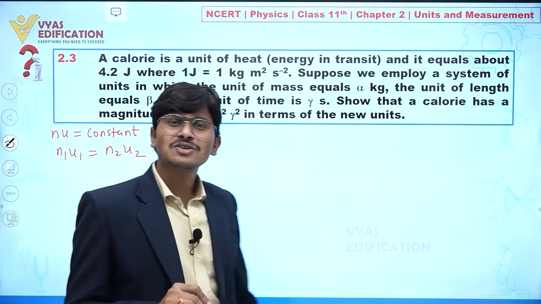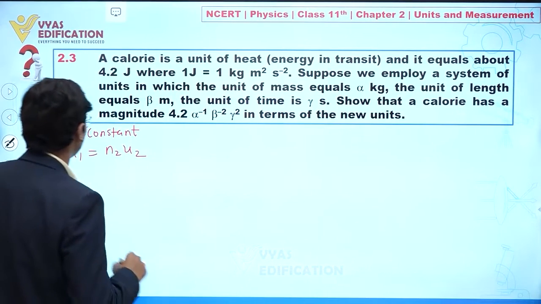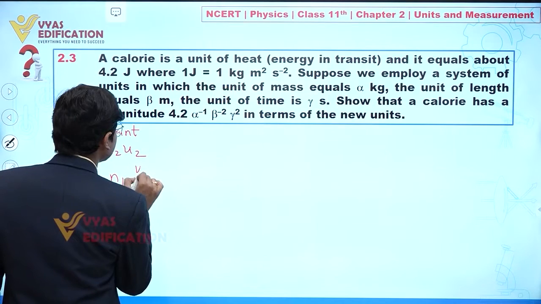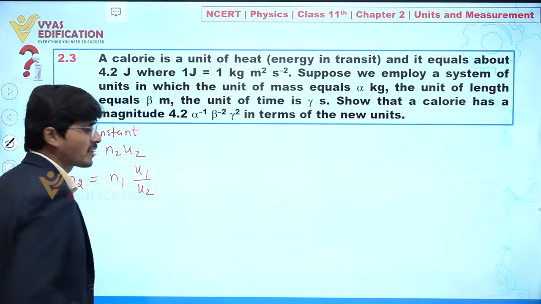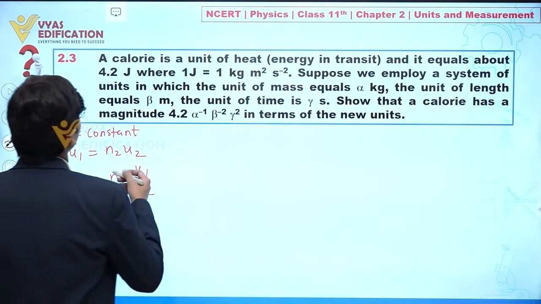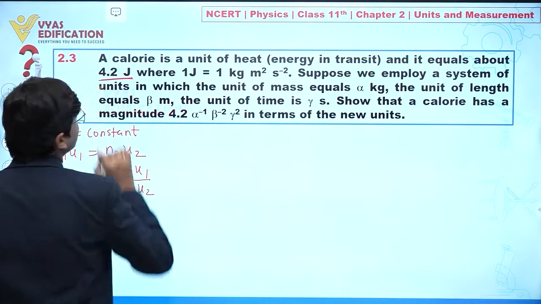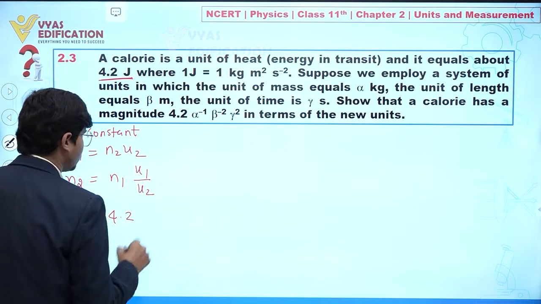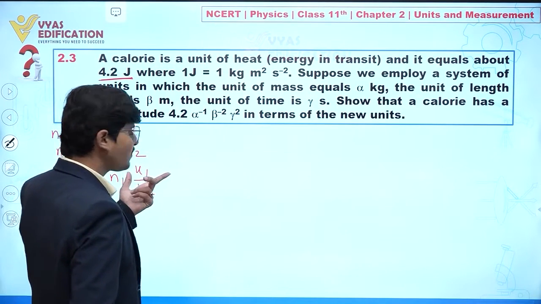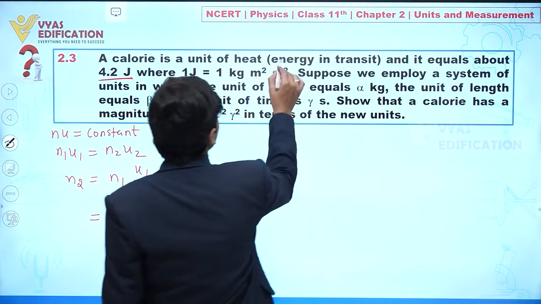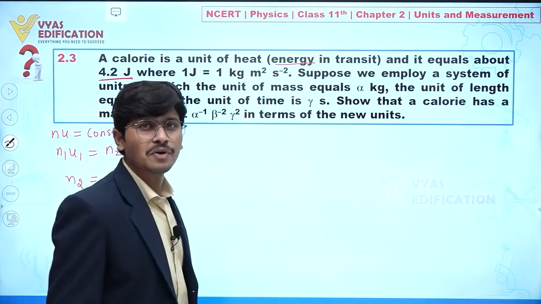Our objective in this question is to find the value of N2. We can write N2 = N1 times U1 divided by U2. The value of a calorie is given to you as 4.2 joule. Here we write the first unit of energy, and for that you need the dimensional formula.